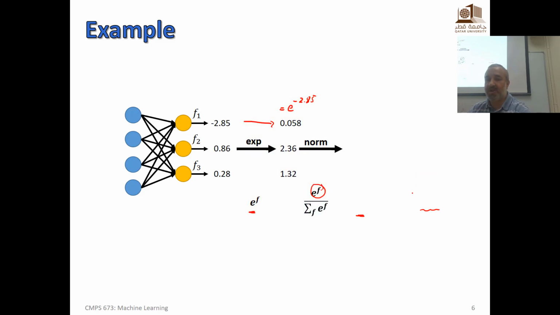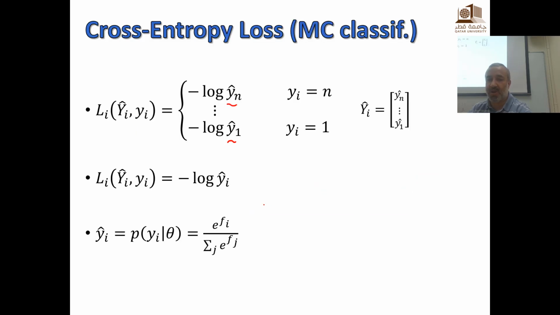That's how we saw the loss function here. So the loss function is minus log the probability of the correct class. That's how the loss function is defined. Yes, y hat i corresponds to the probability of the correct class.